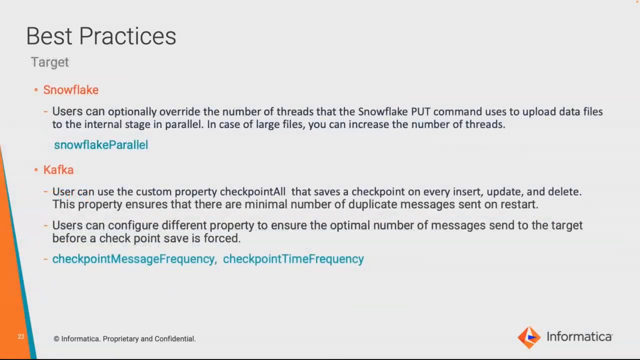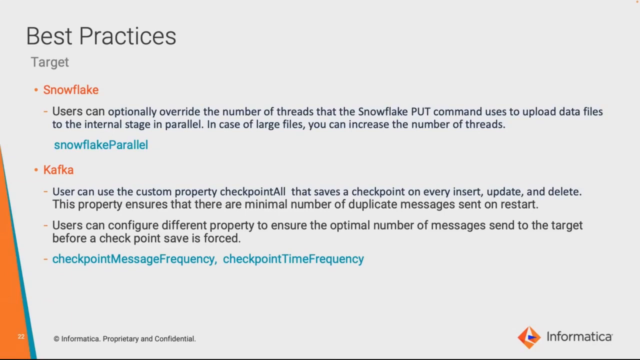Now, these are some of the target best practices. I just tried capturing some of it for Snowflake and Kafka. So on the Snowflake side, there is an option to override the number of threads that the Snowflake put command uses. And there is this property which is marked in blue over there, which you can see. You can always increase it: if the file is large, you can increase the number of threads on your end.